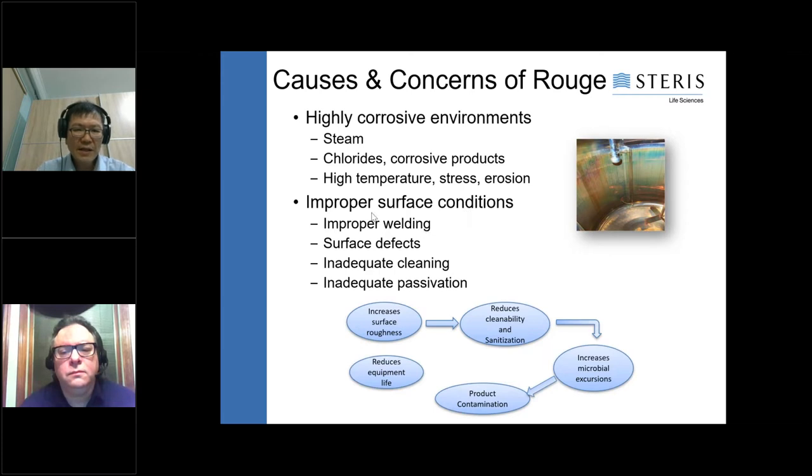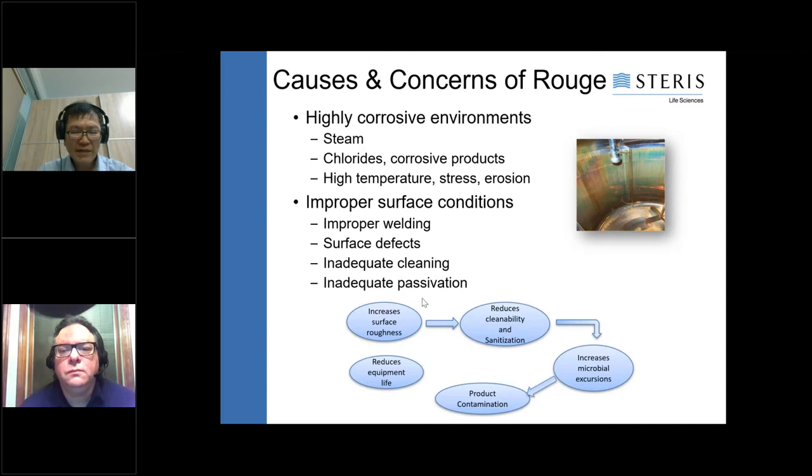The other reason is improper surface condition. For example, welding not done properly can be considered a weak point, and this weak point can be where corrosion starts to occur. Surface defects, such as scratches on the surface, can cause the passive layer to be damaged. Once that happens, you can see the rouge or rust occur on those specific areas. Inadequate cleaning is another cause. If your cleaning is not robust, product residues left behind on the equipment surfaces can cause corrosion as well.